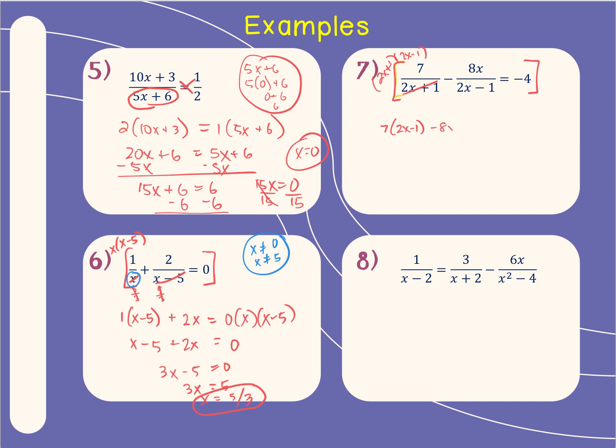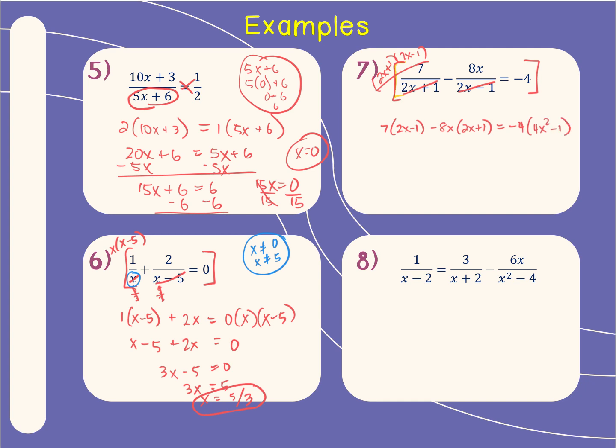When I do the same thing to the second fraction, the 2x minus 1 will cancel, so it'll leave me with minus 8x times 2x plus 1. And then when I do this last one, it's going to leave me with minus 4 times this entire thing. Now, I notice that that's a difference of squares, and just to expedite it here, I'm going to actually square that so that it fits there, right?